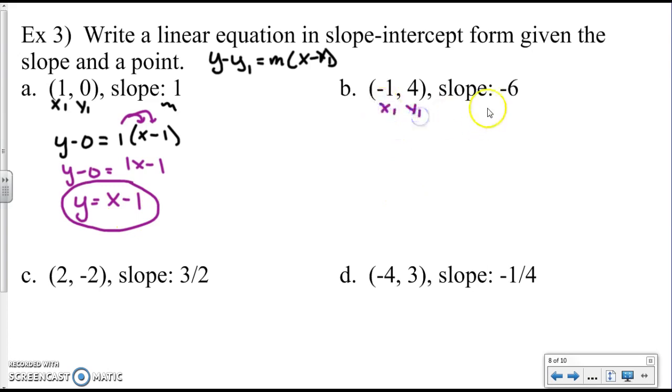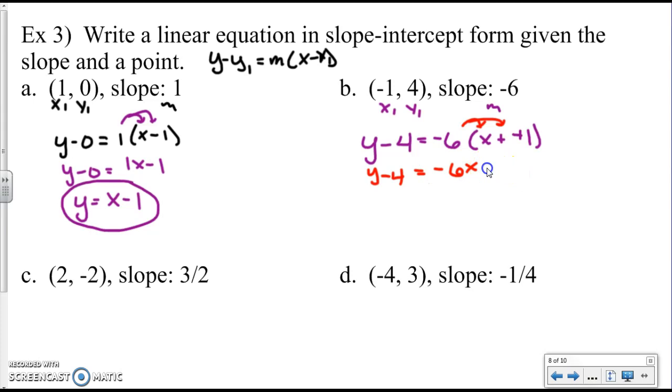x1, y1, m. We're going to plug it in. y minus y1 equals m times x minus x1. Remember, two negatives make a plus, a positive. And so that's example 1. Plug them in. After you plug them in, go ahead and distribute. So I have y minus 4 equals negative 6 times x and negative 6 times 1, which is negative 6.